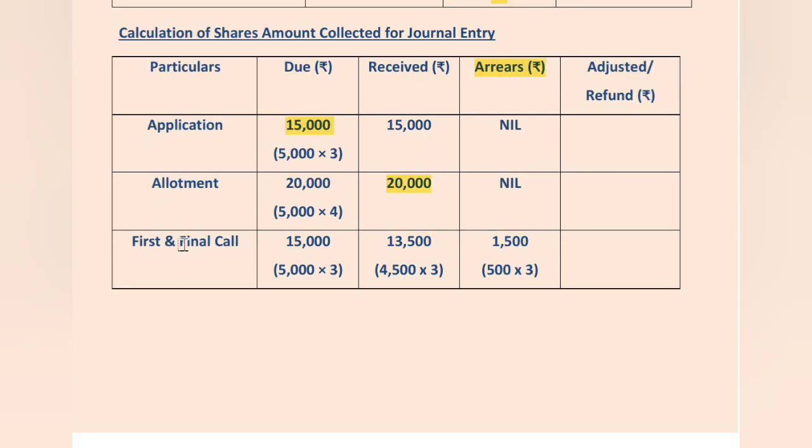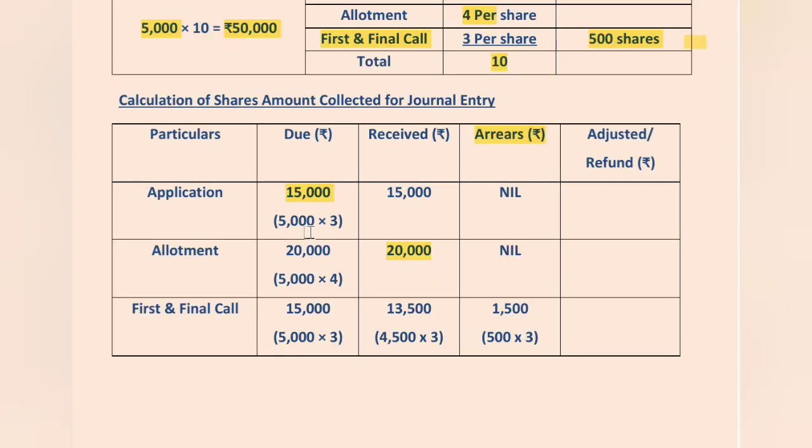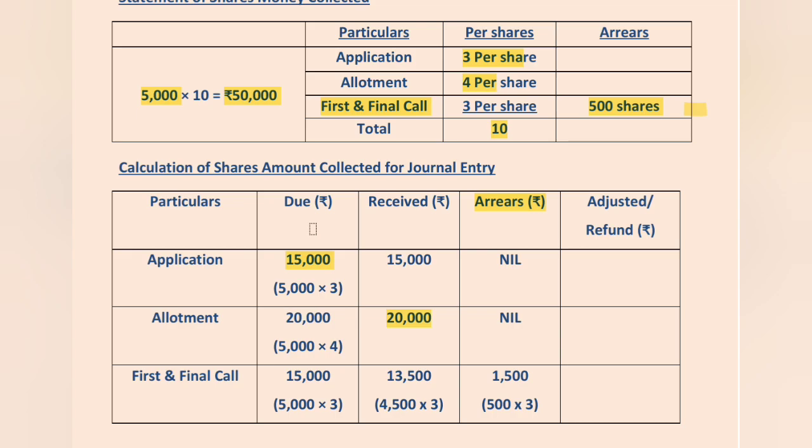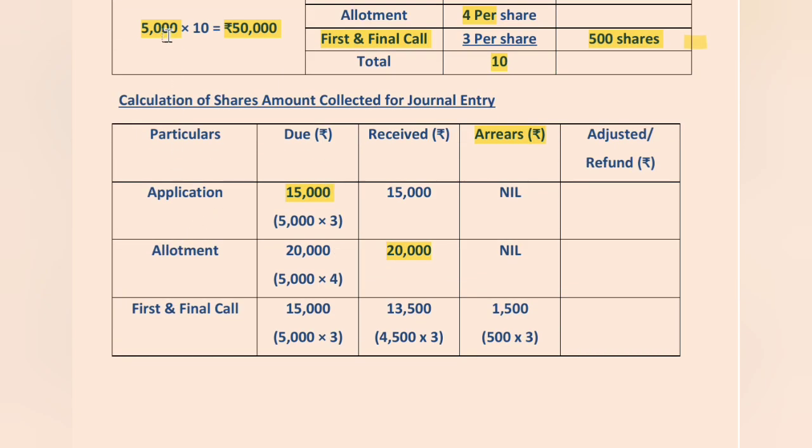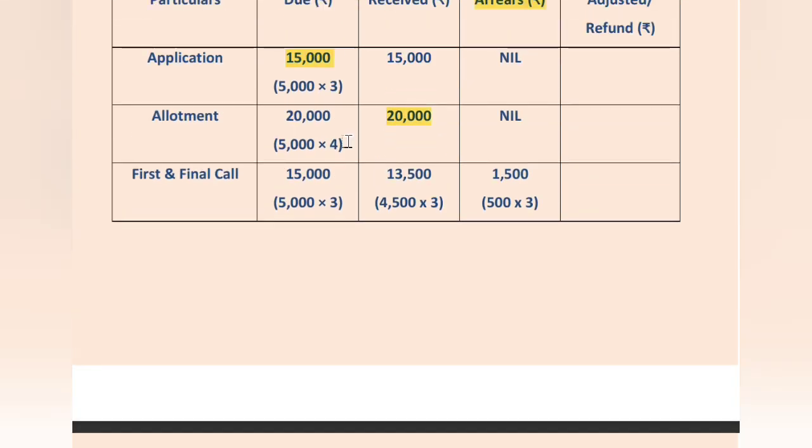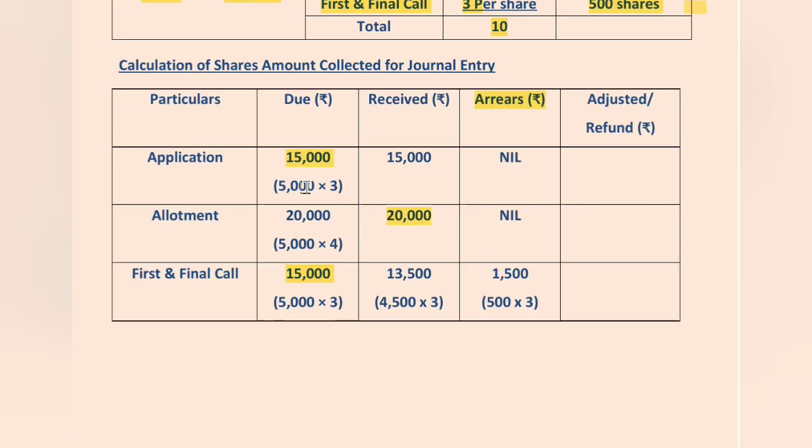Next comes the first and final call. How much is due? What is the amount to be received? The amount due is 5,000 into 3, 3 rupees due. So that is 15,000. 15,000 is due. So how much is received?